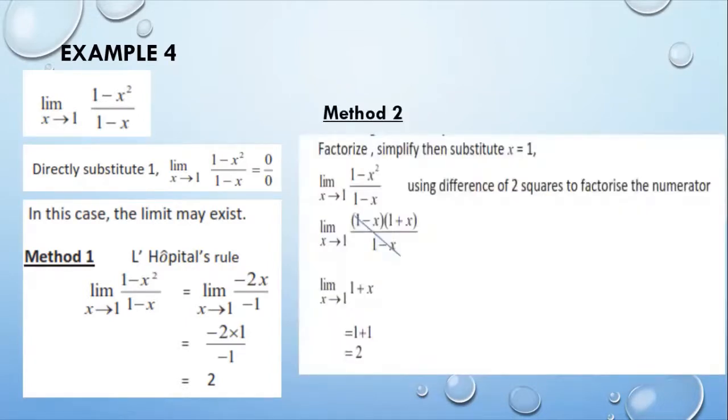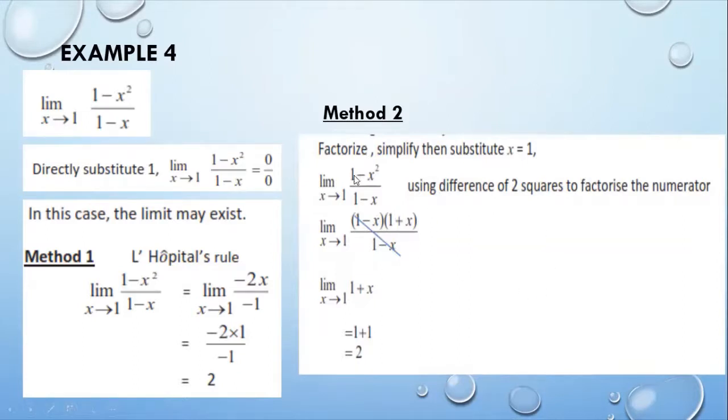Second method is simplify. How can you simplify? Remember, in the numerator, you can see a 1 minus x squared. You can use the difference of two squares, which means a squared minus b squared is equal to a plus b, a minus b. I always tell that in the class.